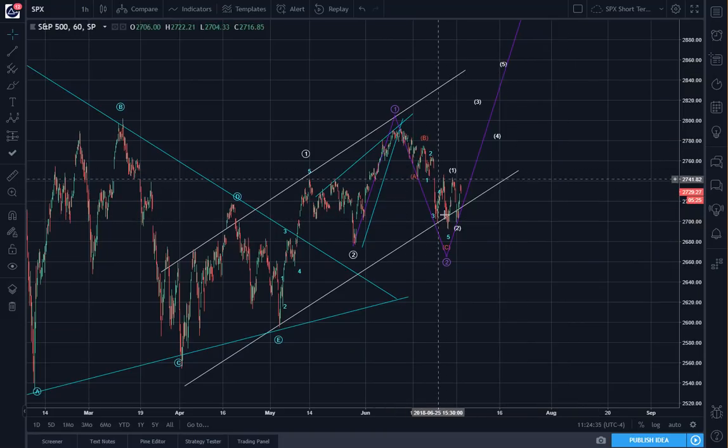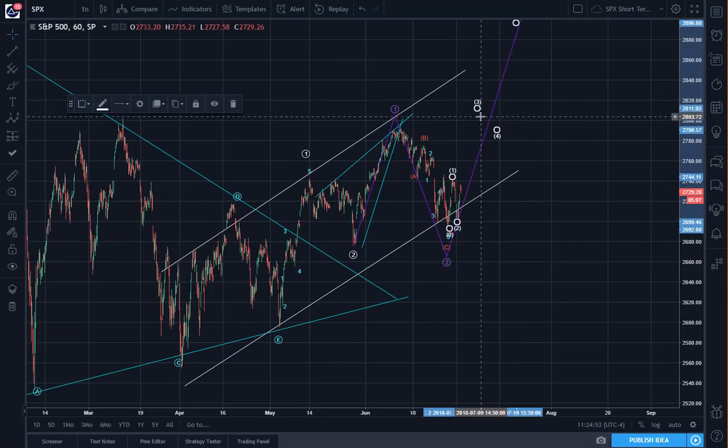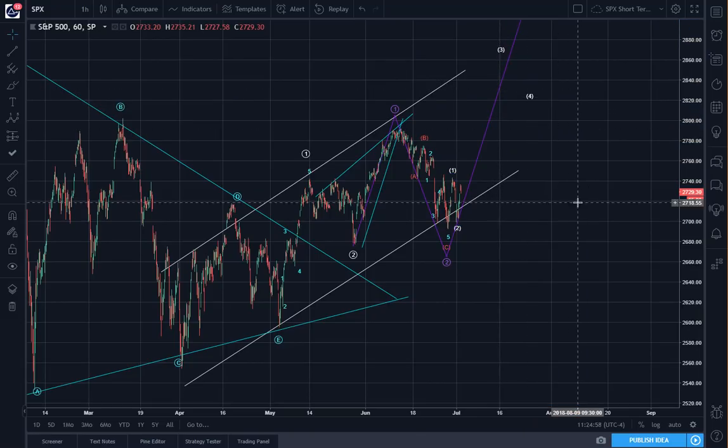And if this is A, B, C, and the C has 1, 2, 3, 4, 5, and the C is complete, then the onset of this white 3, all of this needs to be raised. Okay. This white 3 needs to take place like today, tomorrow, latest Friday.